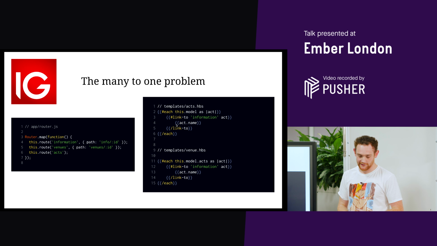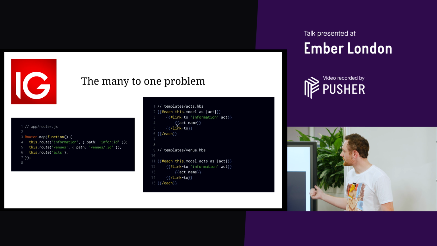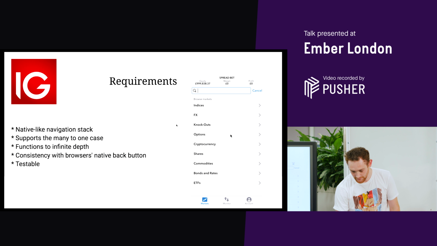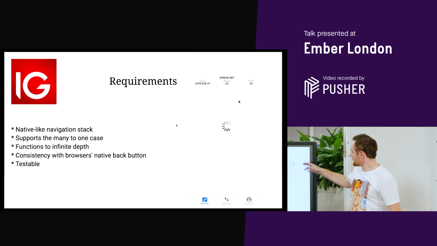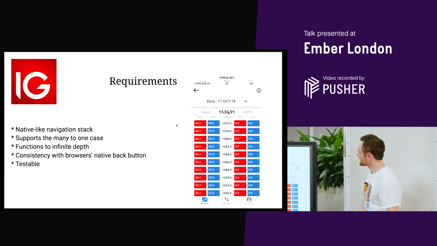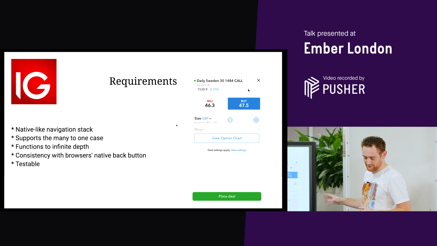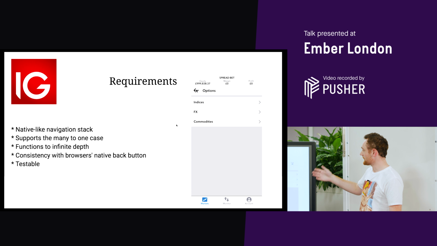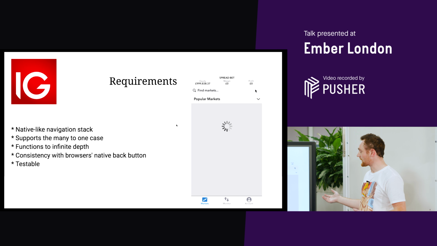So for instance, in this example, we've got a venues route and an acts route, which both link to an information route, which is one of their siblings, and there's no way to know, when you're on that information route, which one to go back to correctly. So basically what we want is this on the right. I'm not happy with the loading states, but just pretend those aren't there. We can build up this kind of navigation stack and unwind it as you'd expect.